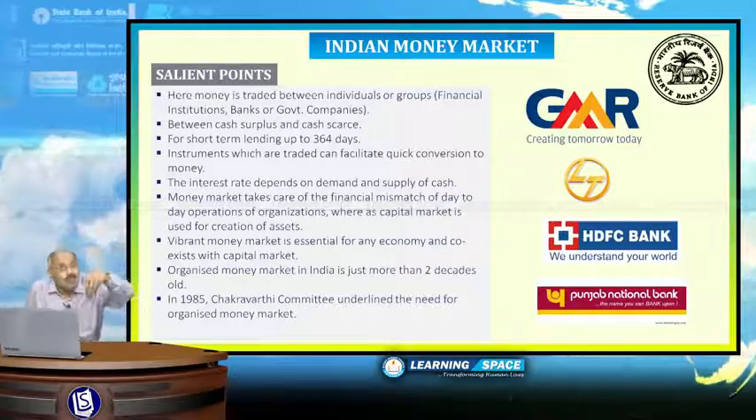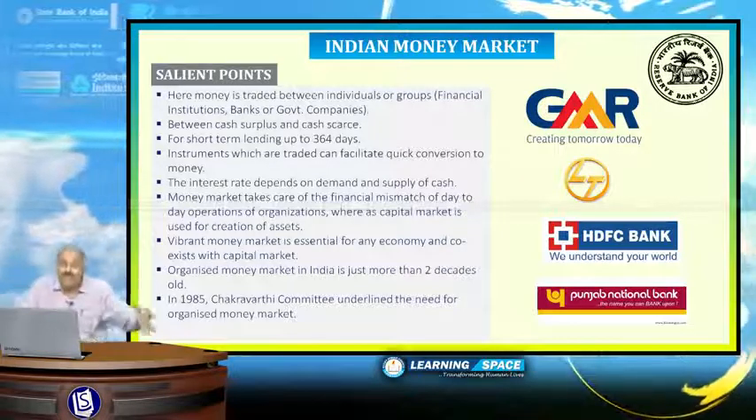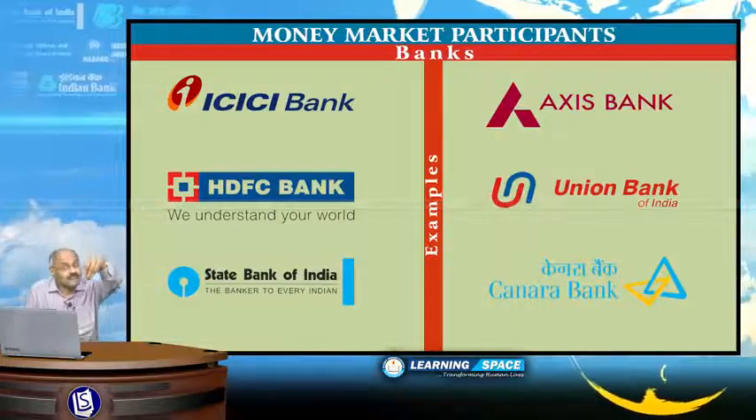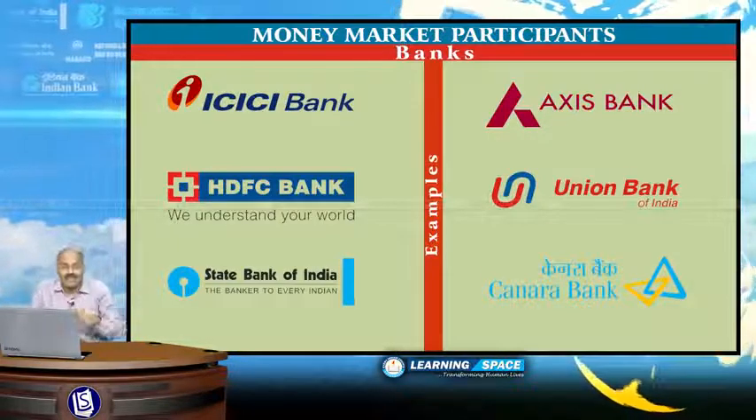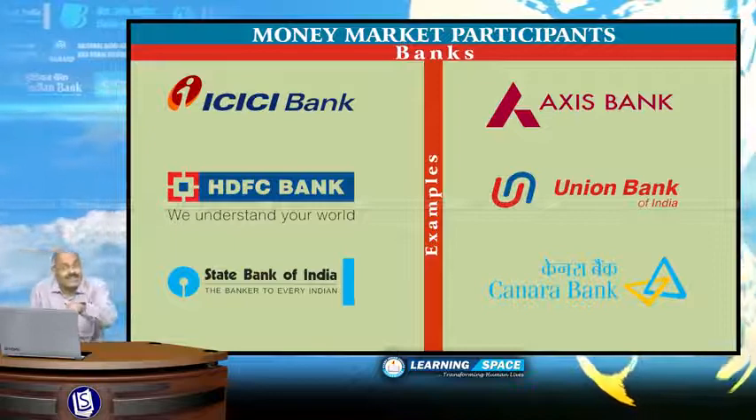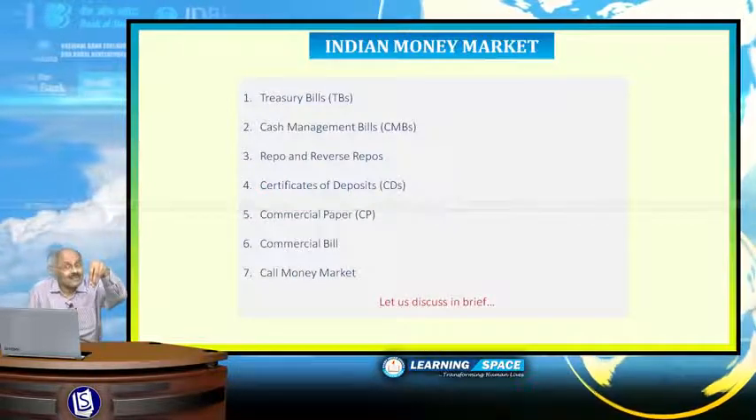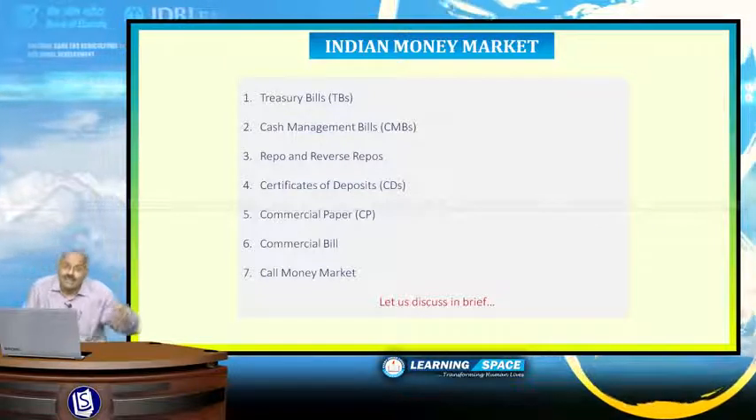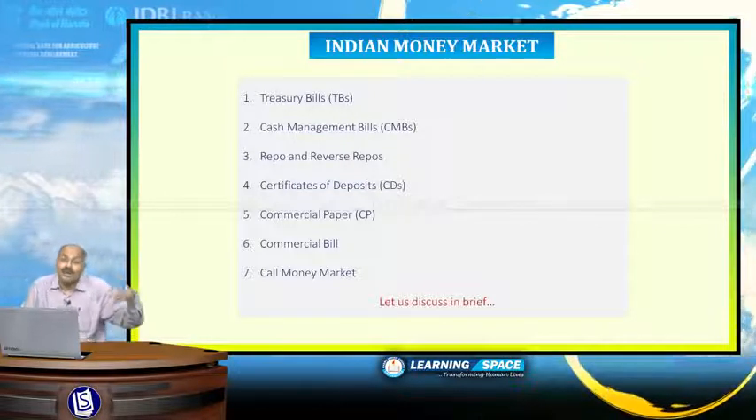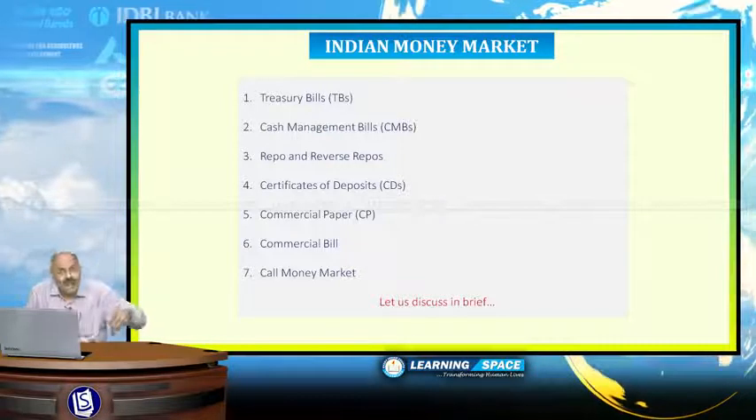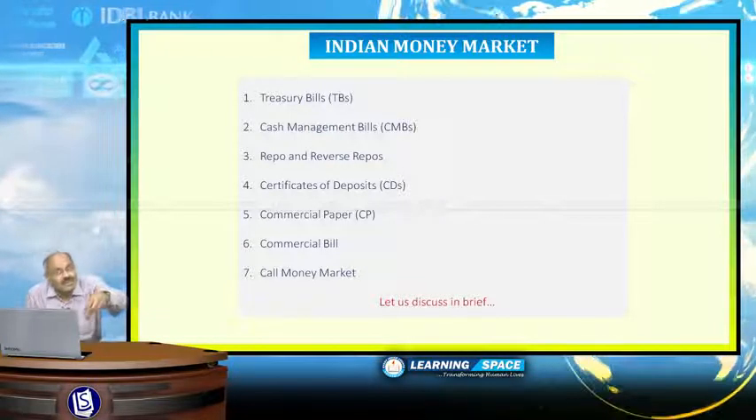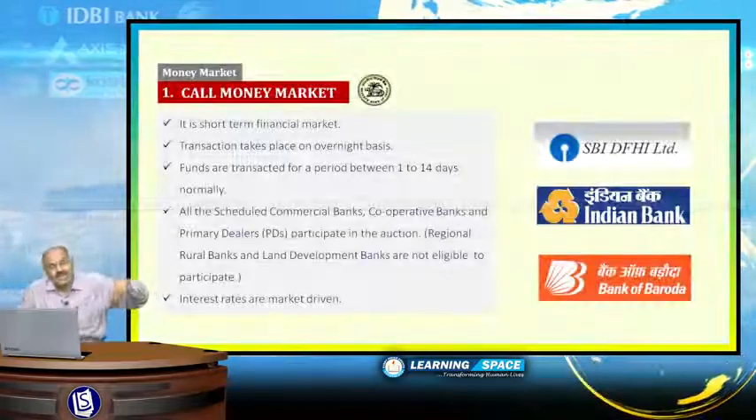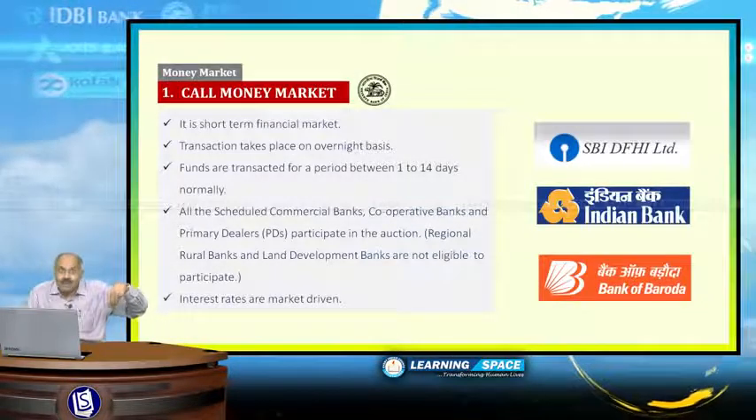So the money market participants are basically financial institutions and banks, and I would like to explain various types of Indian money market instruments in this lecture. One is treasury bills, cash management bills, repo and reverse repos, certificate of deposit, commercial paper, commercial bill, and the last one is the call money market, the most important one. Right friends, let us start with the call money market. What is call money?